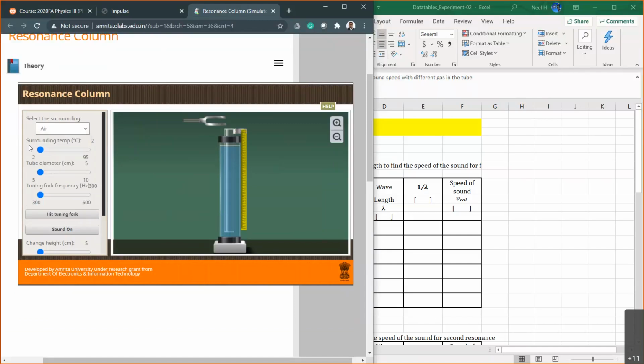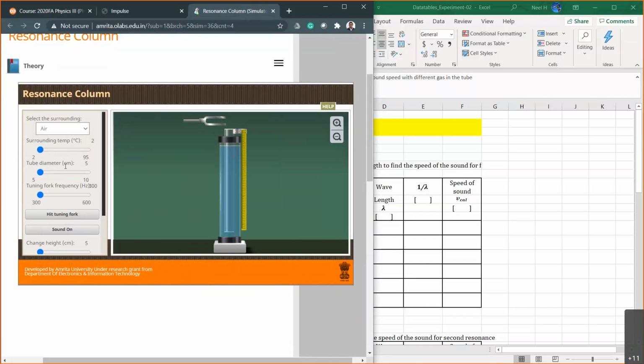And the second option, you can select the surrounding temperature, which we're going to check later. In the first part of the experiment, we'll fix this at room temperature. Then we can test whether the sound speed is really changing as a function of temperature or not. We did that calculation in class, okay? So we can really check that.